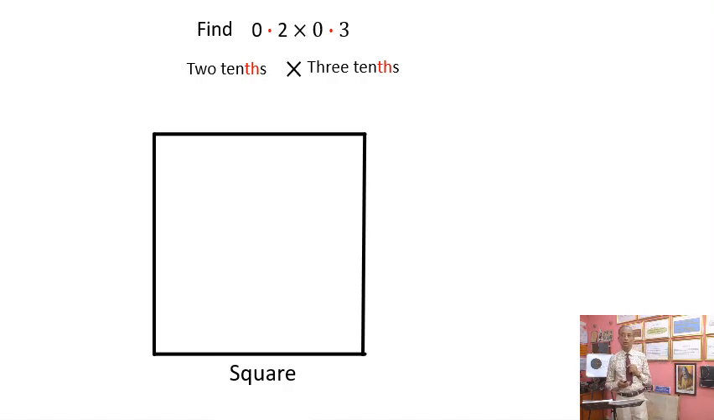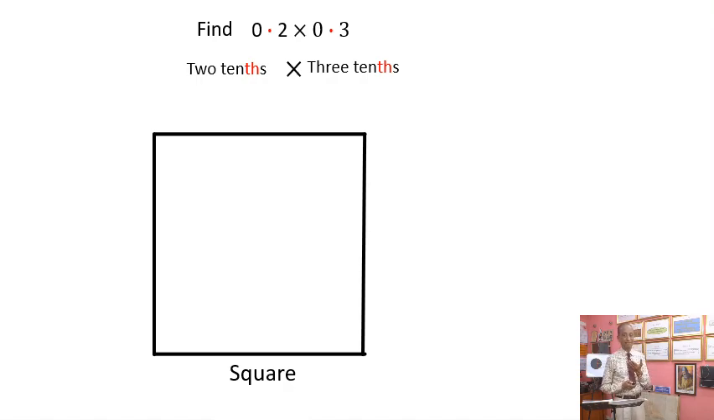2 parts out of 10 parts, which means that you have to divide the square into 10 equal parts, and out of the 10 equal parts we need to consider 2 equal parts. That's how we can represent 0.2 geometrically like this.